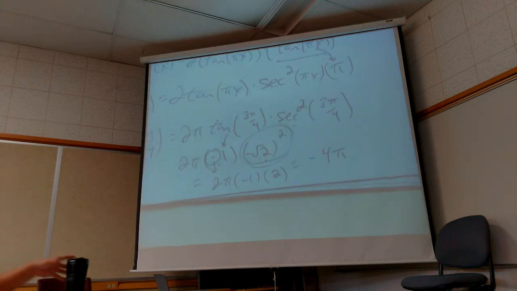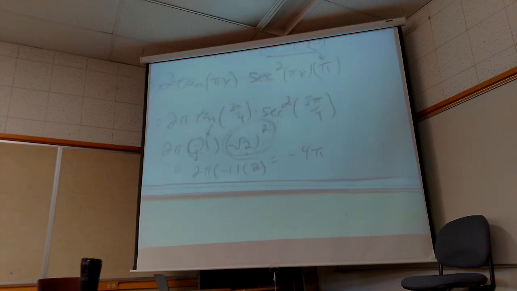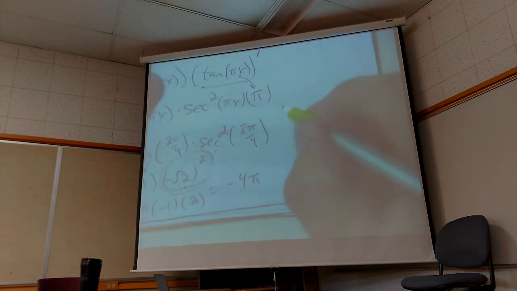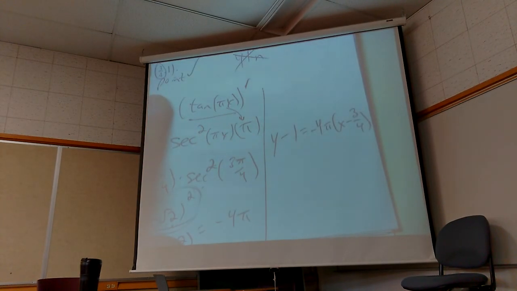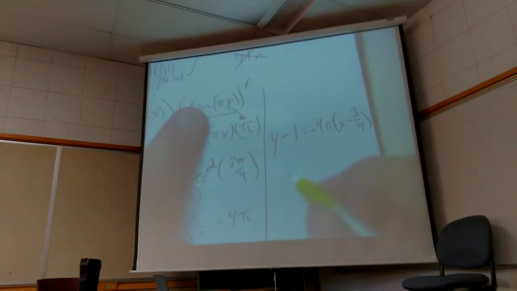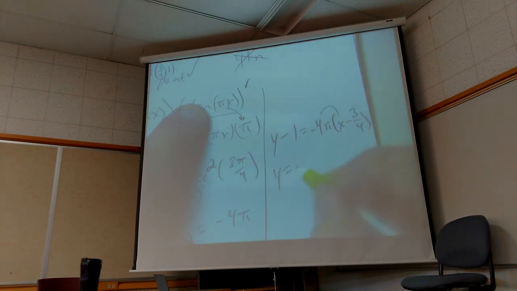And that is the what? Slope. So we're almost there. I'm asking for the equation of the tangent line. We just got the slope. So now I can do y minus the y piece equals negative 4 pi times x minus the x piece. Or you could use mx plus b and solve for b. Whatever way you do it, have a way to do it. So you're going to get negative 4 pi x plus 3.